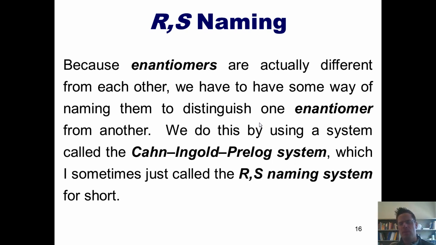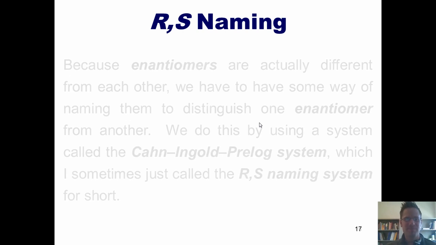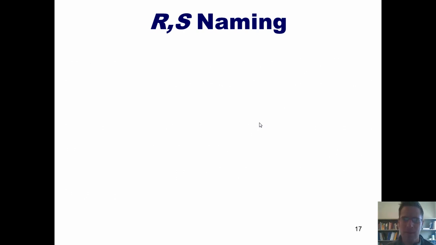Now, because enantiomers are technically, three-dimensionally, and actually different from each other, we have to have some way of naming them to distinguish one enantiomer from another. We do this by using a system called the Cahn-Ingold-Prelog system, which I sometimes call the RS naming system for short. How does the RS naming system work? I'll give you some steps.